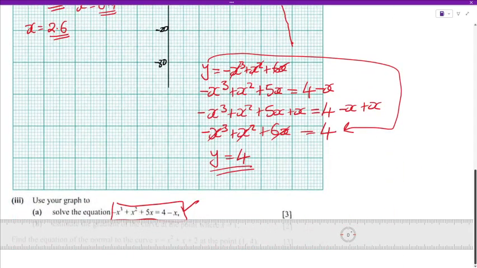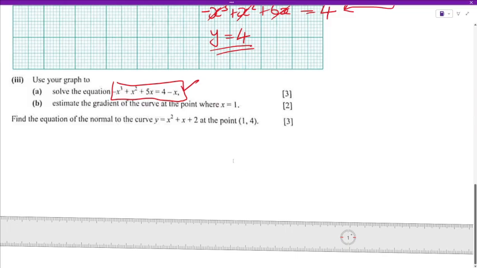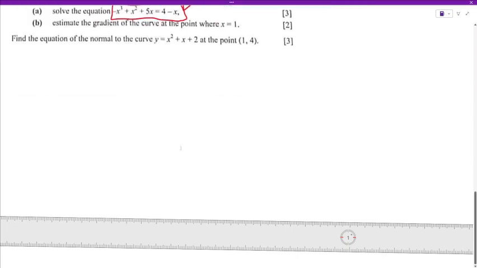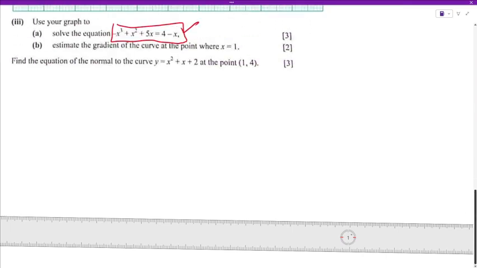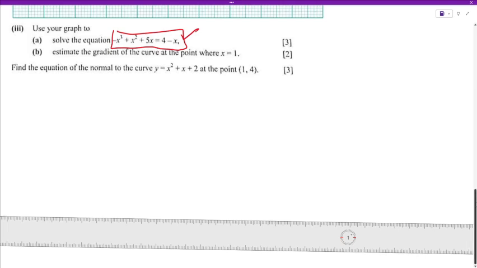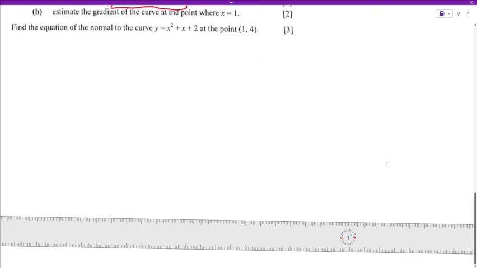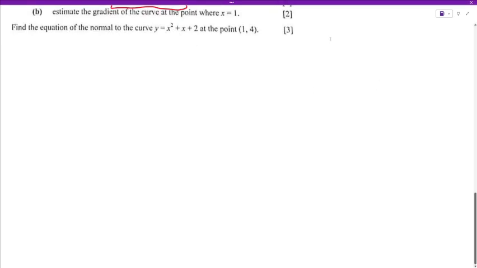We go to the next question, which is again asking us to find the equation of the normal to the curve at the point (1, 4). I think this one is slightly longer than the one for finding the equation of the tangent. That is why people have problems with this one, so I need you to master it. You can't afford to miss these 3 marks. Very simple 3 marks. You know everything you're supposed to do.